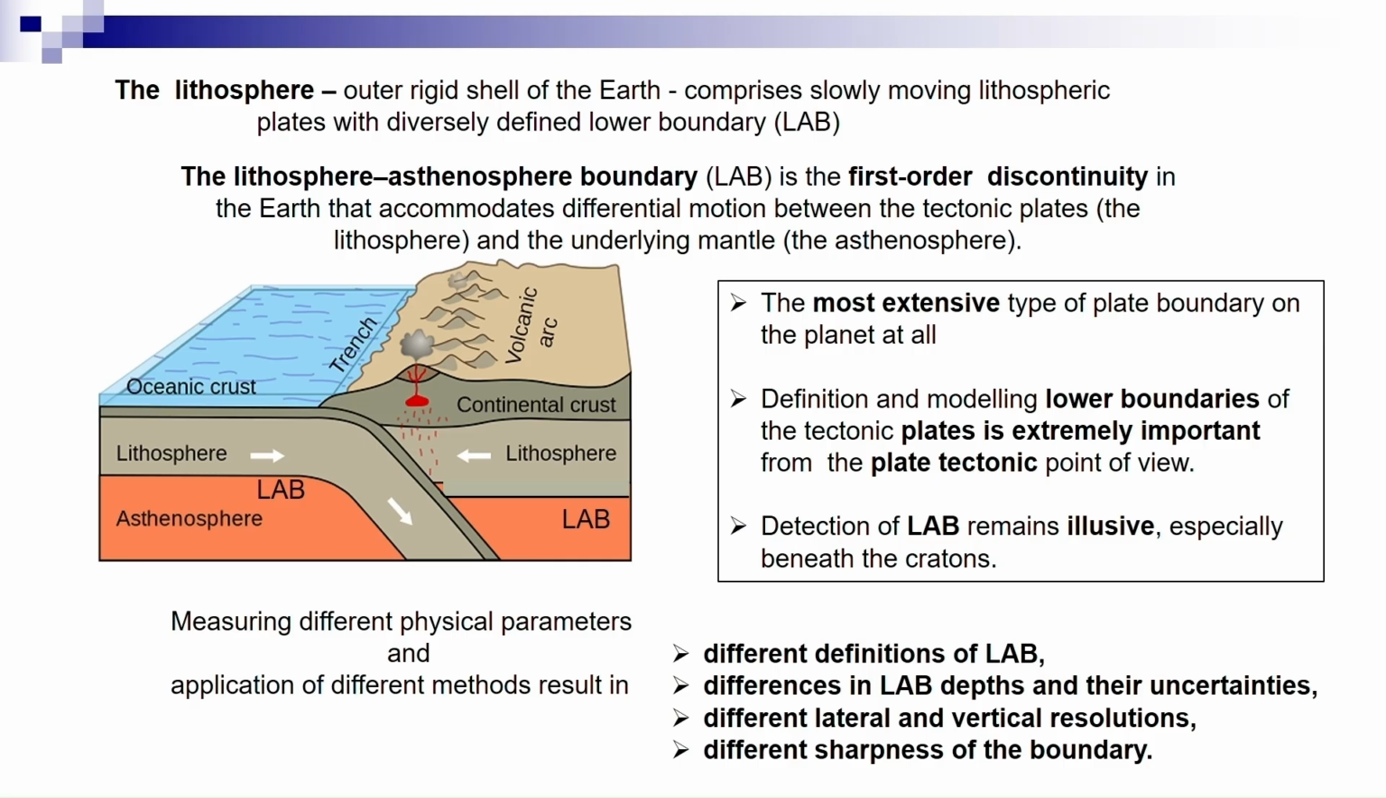Definition and modeling of the lower boundary of the plates is extremely important from the point of view of plate tectonics. However, detection of the LAB remains elusive, especially beneath the cratons. Measuring different physical parameters and applying different methods result in different definitions of the LAB, differences in LAB depth and their uncertainties, different lateral and vertical resolutions, or different sharpness of the boundary.